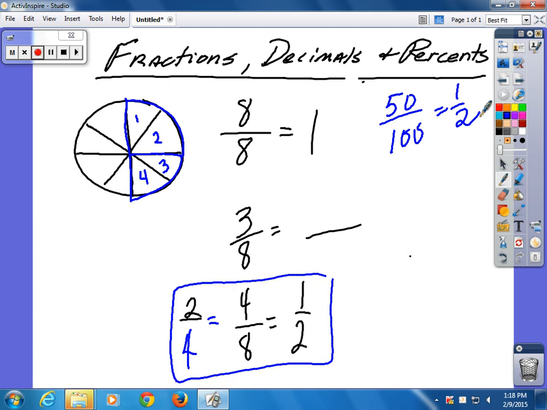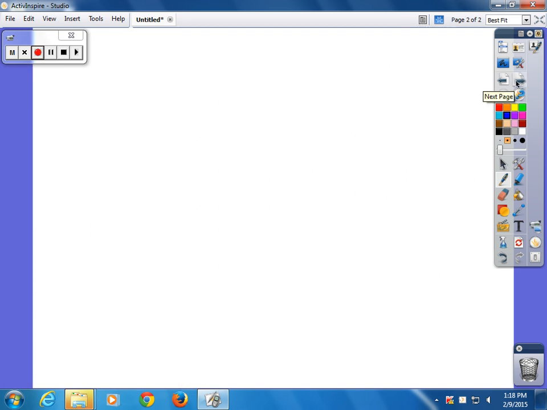Now, how do you make a fraction into a decimal? Well, you just do it. How do you make a fraction into a decimal?